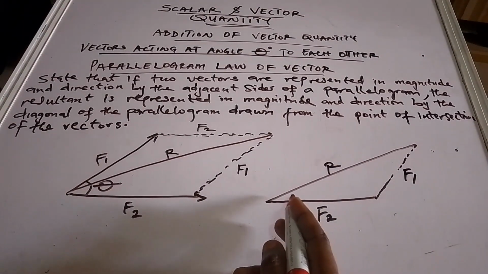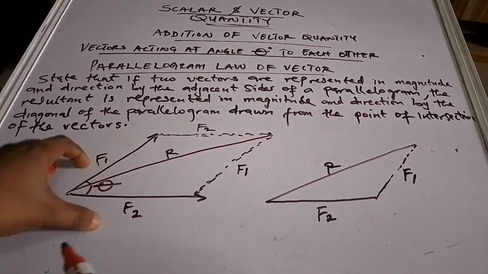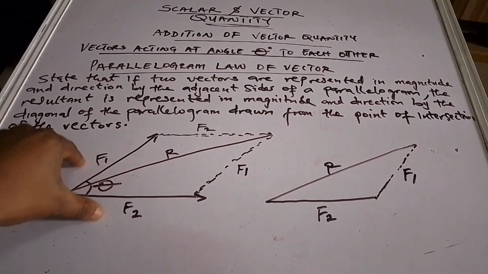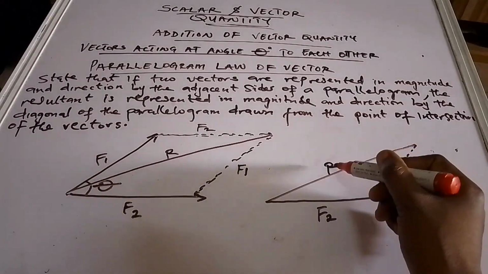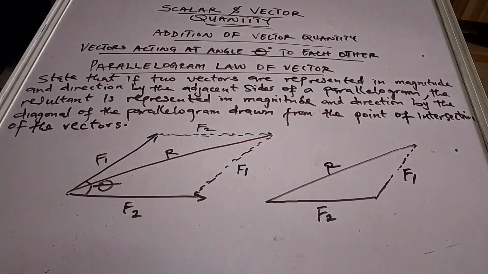But this is not our theta. Remember, the theta is the two together. The two together is what gives us our theta, not half of it. So what we are going to do here is to find our resultants.